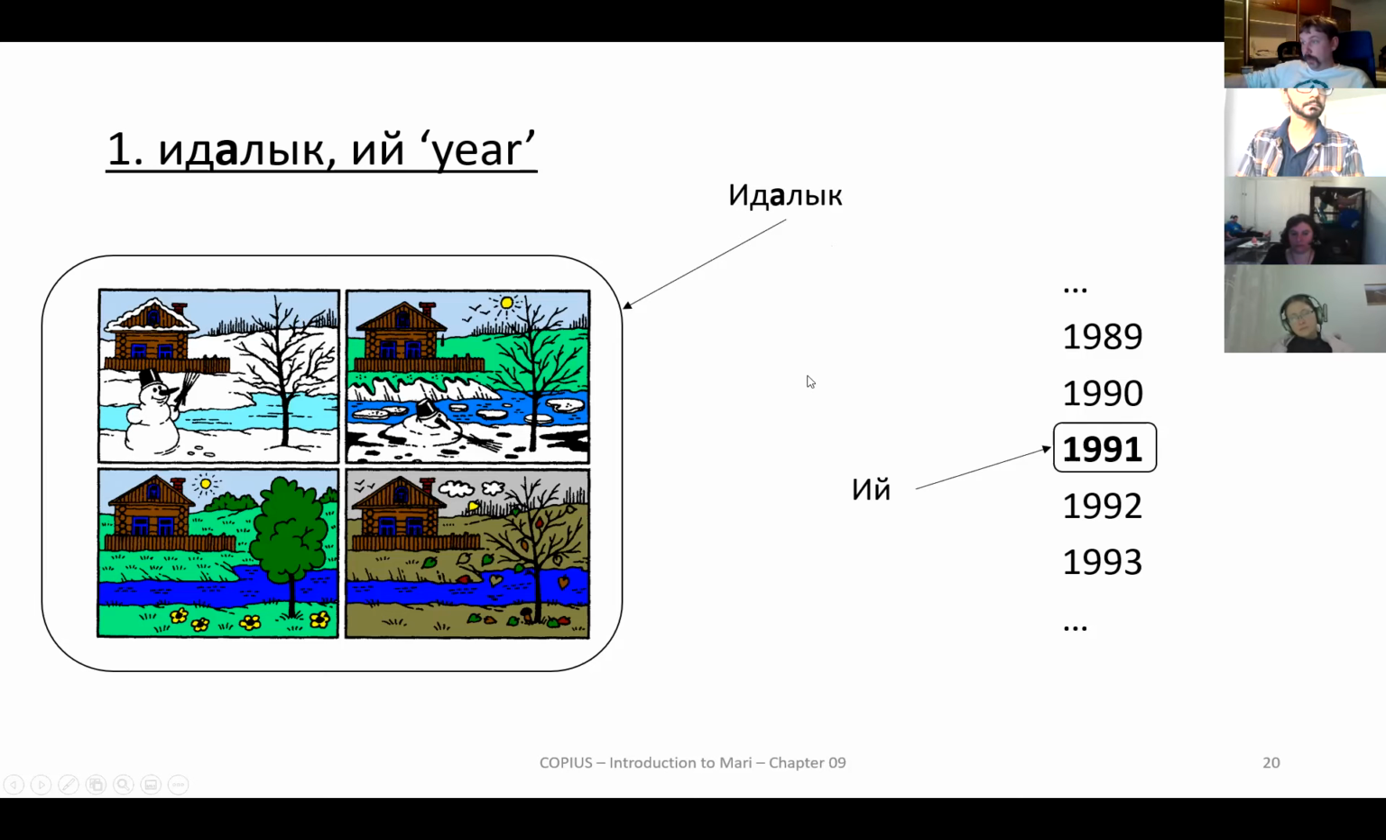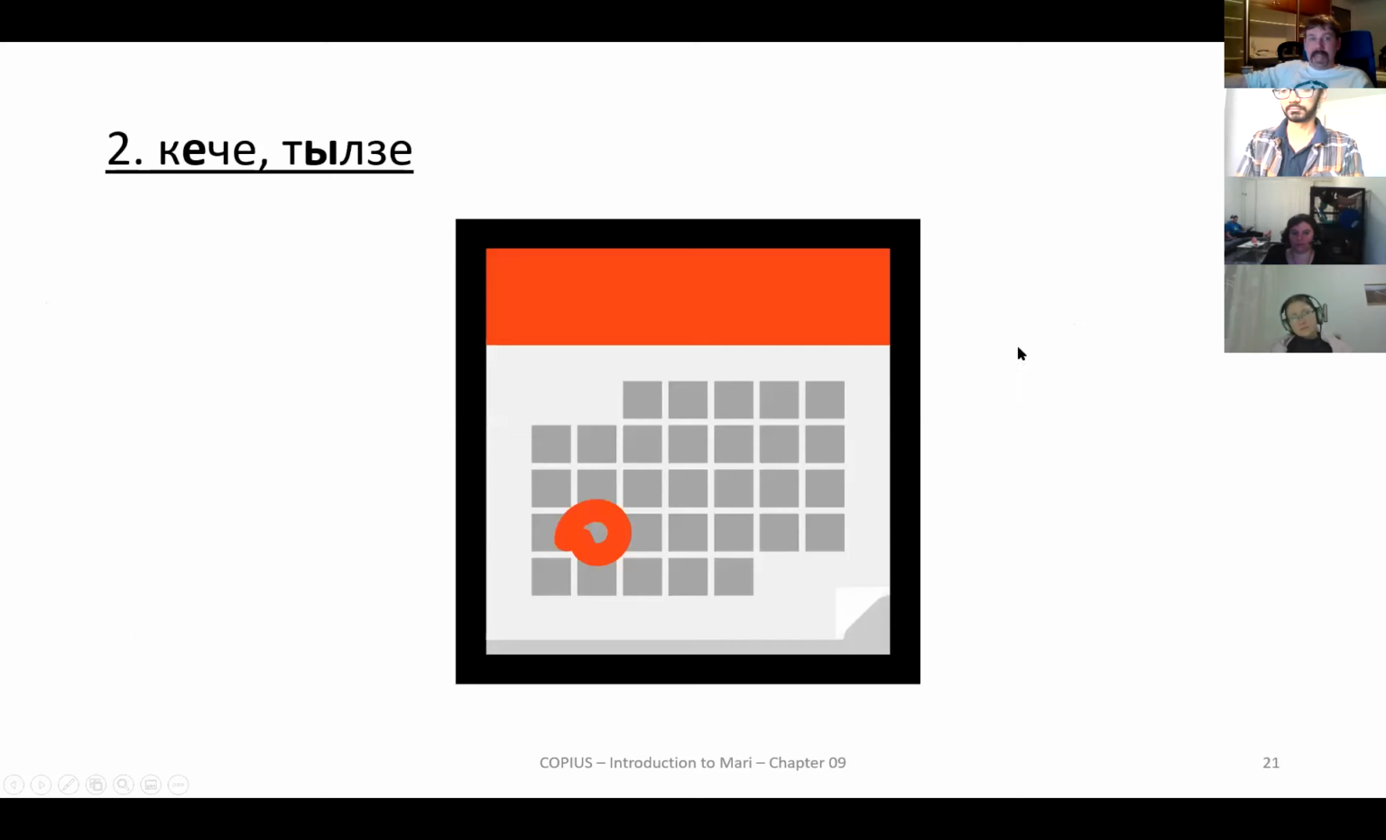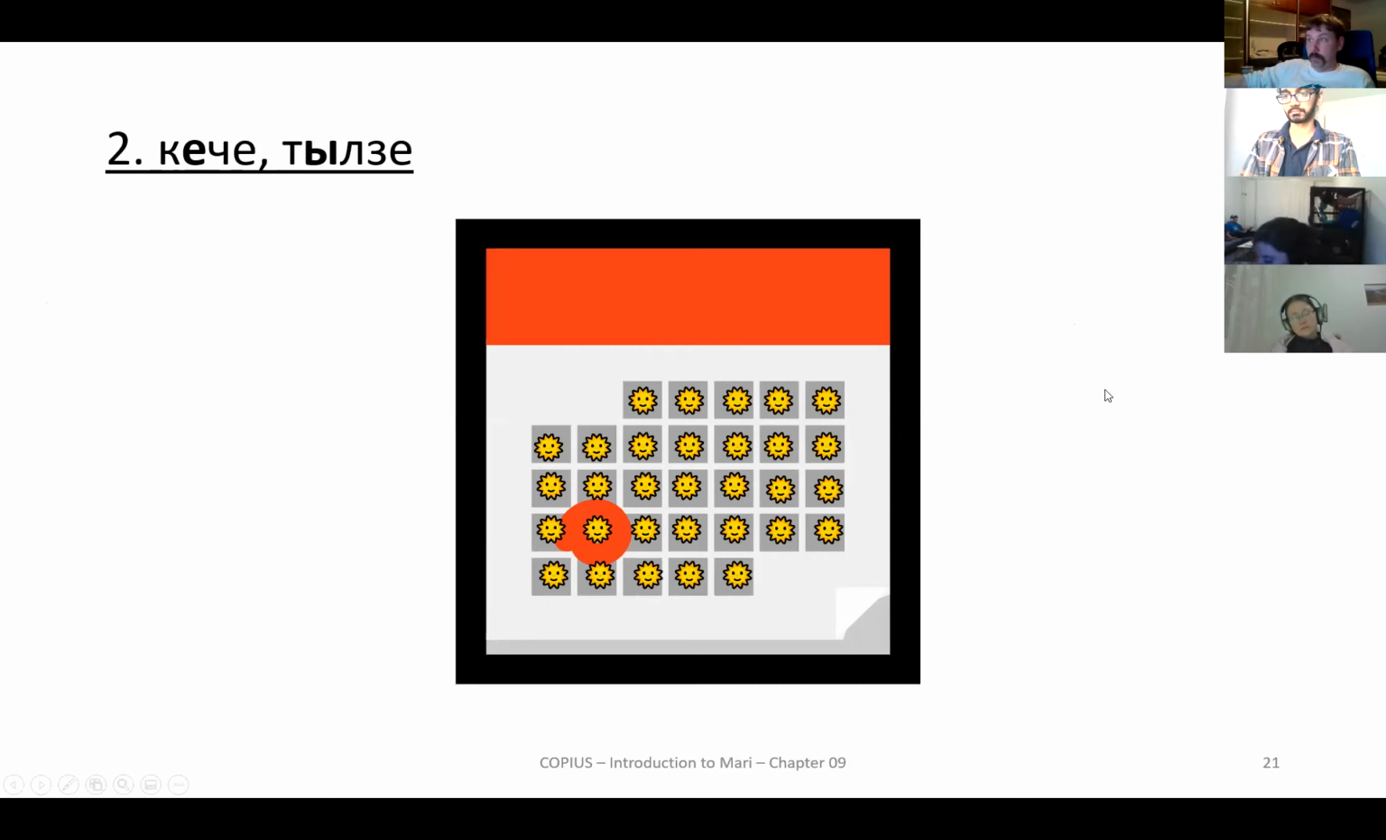Okay, the second point is pretty trivial, I would say. Kече, tılze, sun and moon, these also mean day and month. So the day is the time from one sunrise to the next, that's Sunday, same thing. And month is a moon. In English, you can see that they are etymologically connected too, but they're not the same thing. In Mari, they are the same thing.